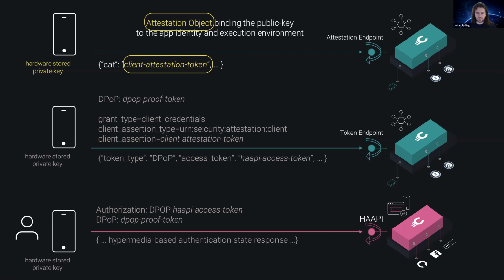So what we do is the application exchanges this attestation object for something we call a client attestation token, which serves as the client's credentials in the next step, which is to authenticate the client to get an access token, a happy access token, which is in the later steps used for accessing the happy endpoint.